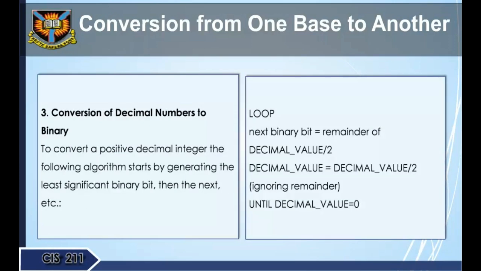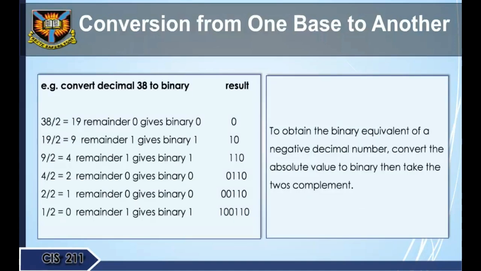3. Conversion of decimal numbers to binary. To convert a positive decimal integer, the following algorithm starts by generating the least significant binary bit, then the next, etc. Loop: next binary bit is equal to decimal_value mod 2, then decimal_value is divided by 2, ignoring remainder, until decimal_value is equal to 0. E.g., convert decimal 38 to binary.